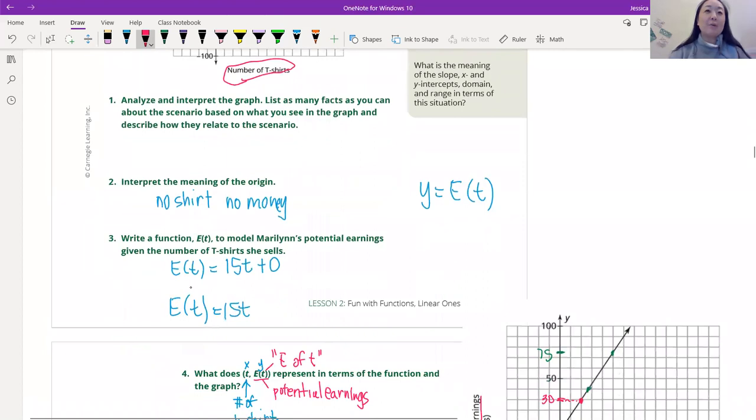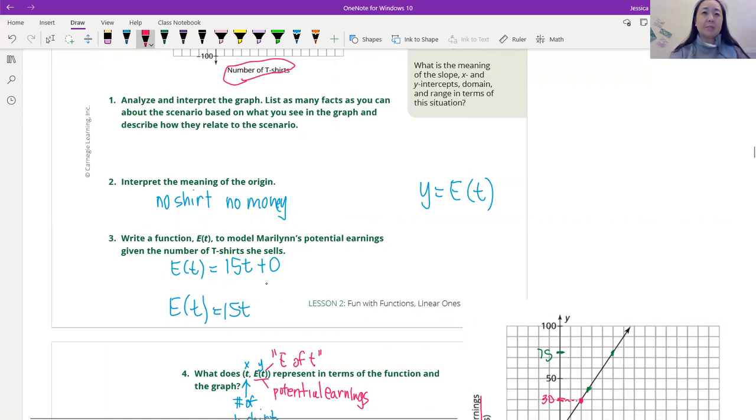And so the way we would do that is, it says write a function e of t. So remember, we call this e of t, which basically says, what is our earnings based on the number of t-shirts we sell? So that's what e of t stands for. And to model Marilyn's potential earnings given the number of t-shirts she sells, we know that her earnings is equal to 15 times t, because each t-shirt is 15 bucks, and t is the number of t-shirts she sells, right?